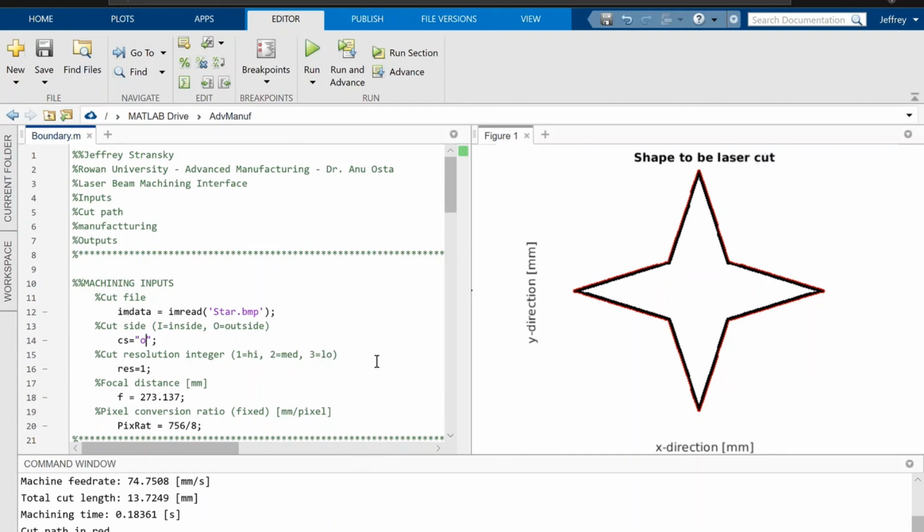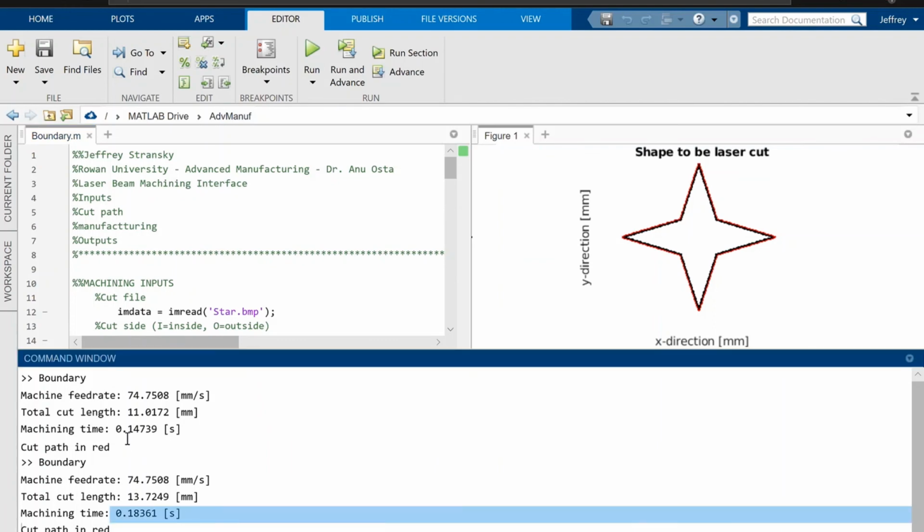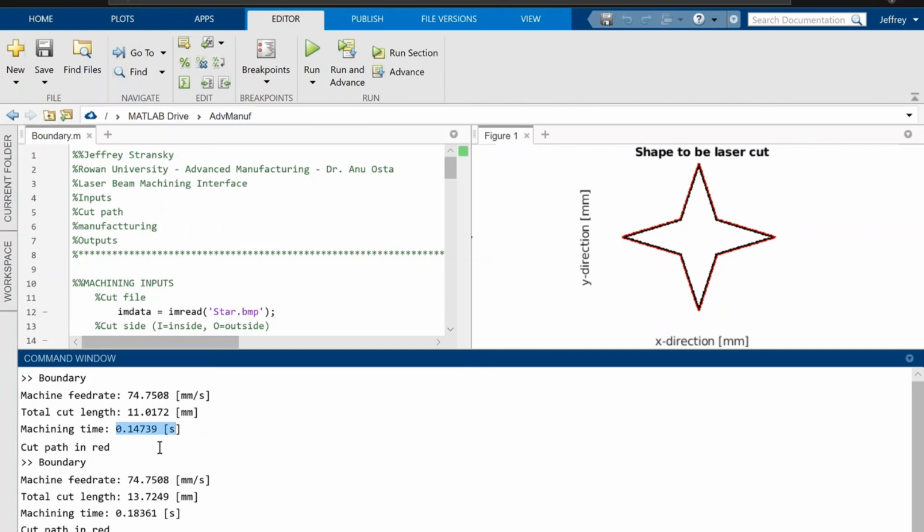There is some difference between these. As you note, the machining time does go up slightly, and that is really a function of the cut length changing. This time might seem a little small, but given how small the actual part is, of only being 13 millimeters in length and a 74 millimeter per second cut speed, this does make sense.